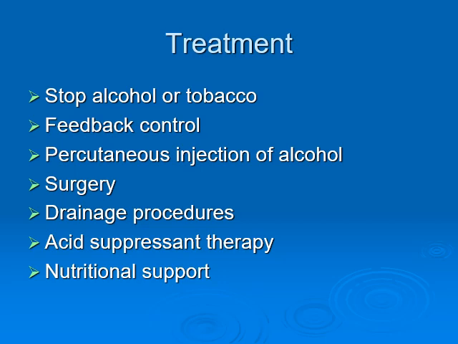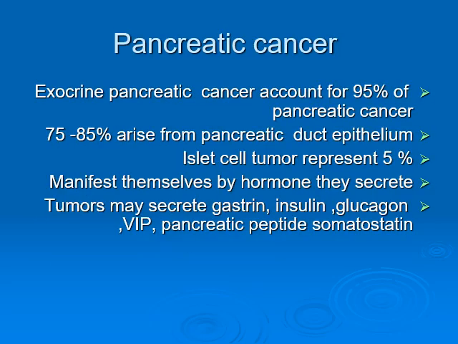Drainage procedures like stenting, for example, in chronic alcoholic pancreatitis with pancreatic duct strictures, you resort to putting stents in the pancreatic duct. Acid suppressive therapy is important, as we mentioned, and nutrition support.